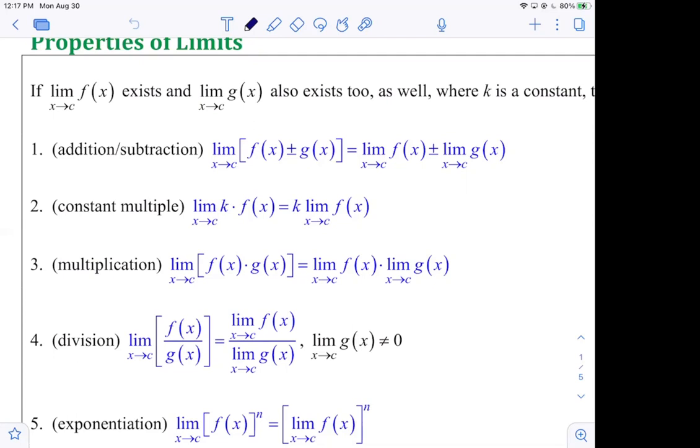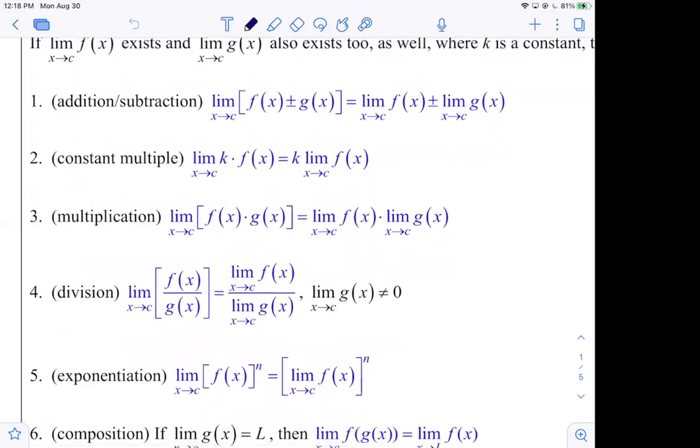Number three, multiplication, okay? It feels like the distributive property, which we're never allowed to do for multiplication. If you have the limit of a product, it's the product of the limits. Wow. The limit of the first times the limit of the second. And it also works for division, which is number four, provided that you're not dividing by zero, right? So, and let's do this last one, number five, the limit of exponentiation. If you have the limit of a function raised to a power, bring the limit inside. Take the limit of the function first and take the result and raise it to a power.